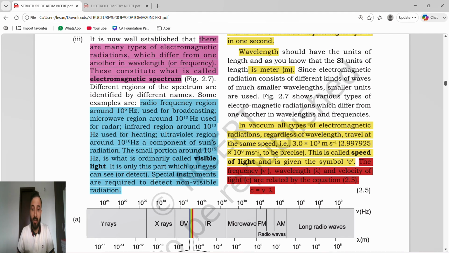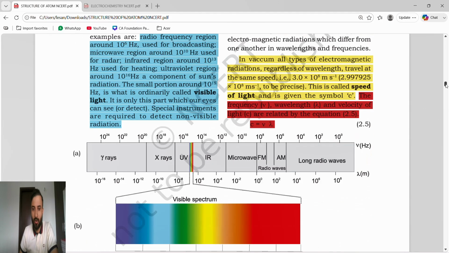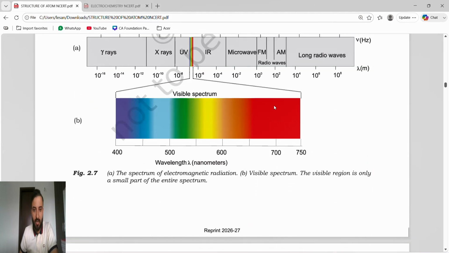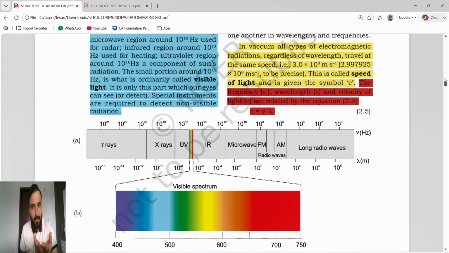Okay, then what they said: a special instrument is required to detect non-visible radiation. So there are two types of radiation: first is visible radiation, second is non-visible radiation. Visible radiation is the radiation which we are able to see with our naked eyes. But these are the invisible radiation, or you can say non-visible radiation, which we cannot see with our naked eyes. So we will use a special instrument to detect that.